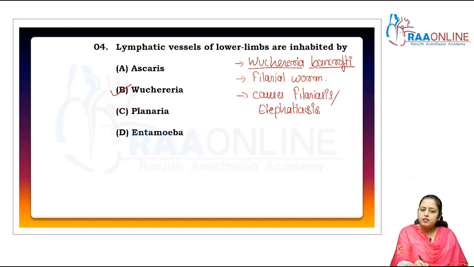We know that what is that Ascaris? Ascaris is a nematohelminth, right? It is a member of the nematode worms, responsible for worm infestation. Female is longer than the male, right? Planaria, that is Dugesia, right? Platyhelminthes member. Entamoeba, we know that Entamoeba histolytica is a protozoan, right? So that Wuchereria bancrofti is related with the infection of the lymphatic vessels, right?